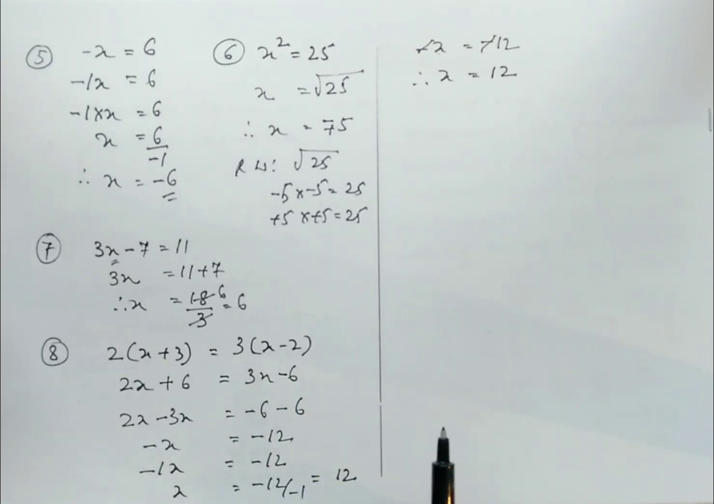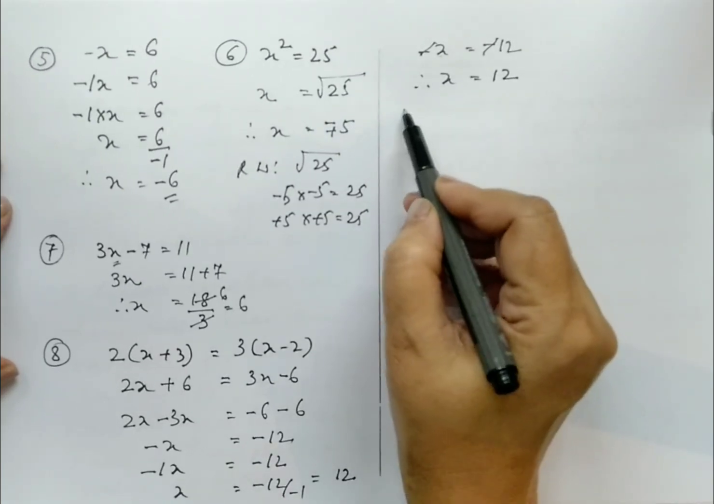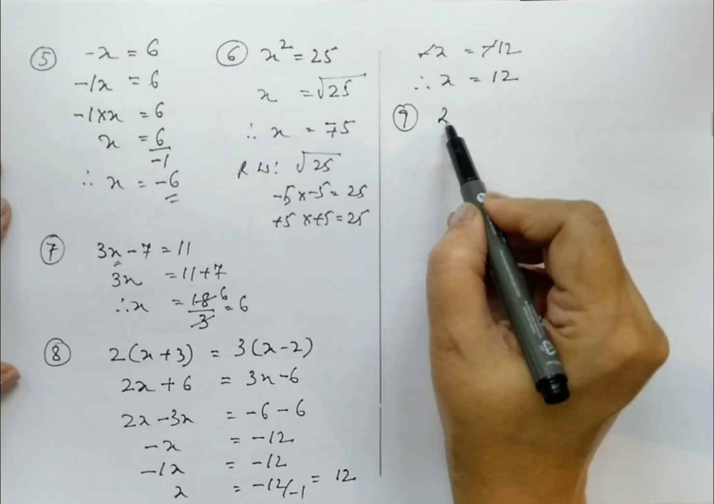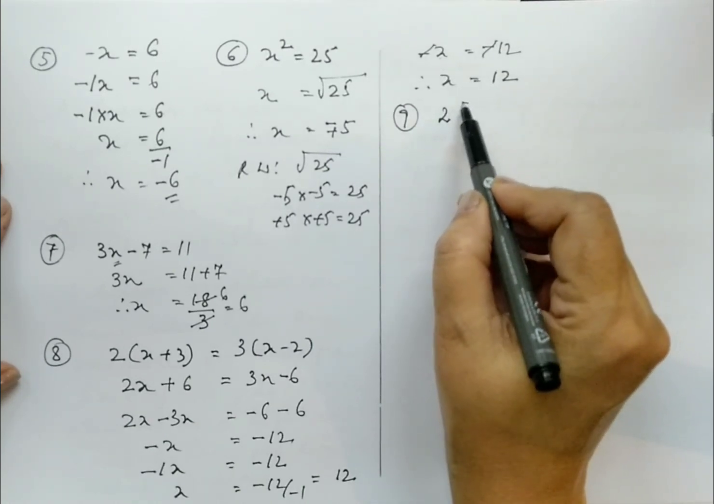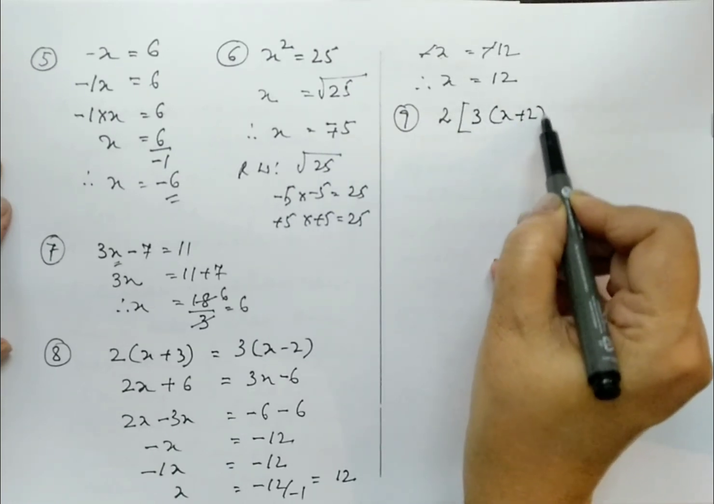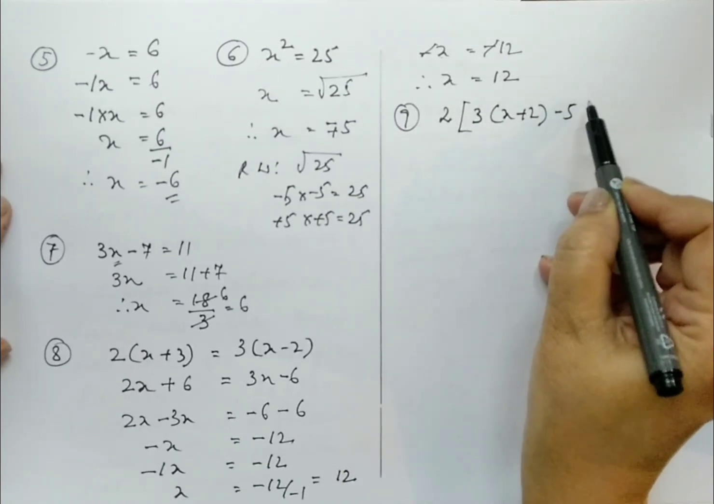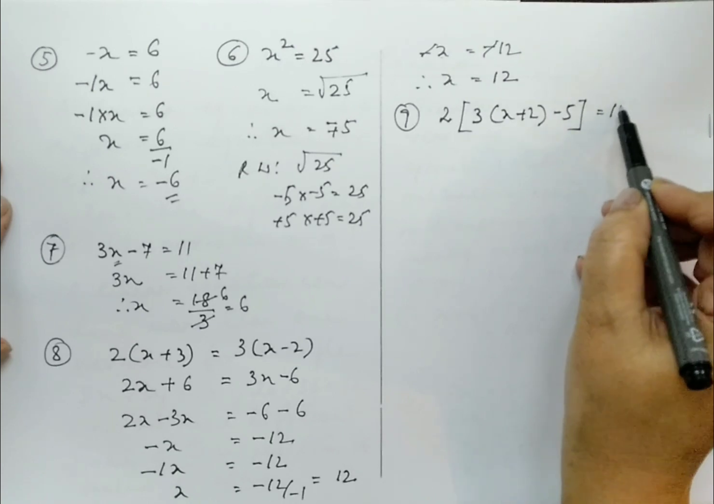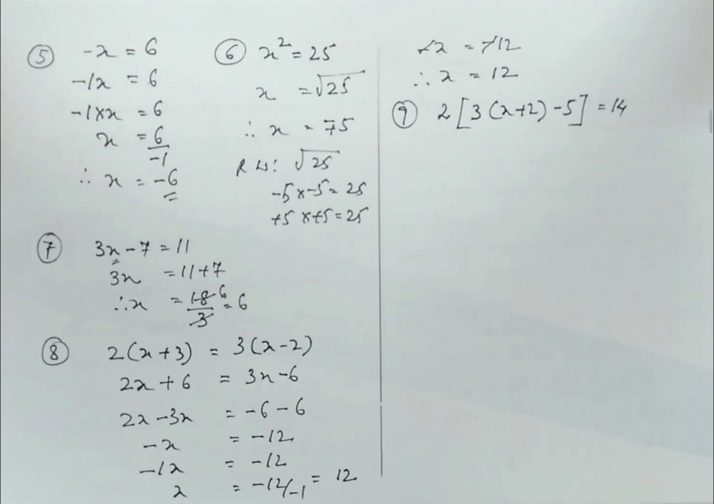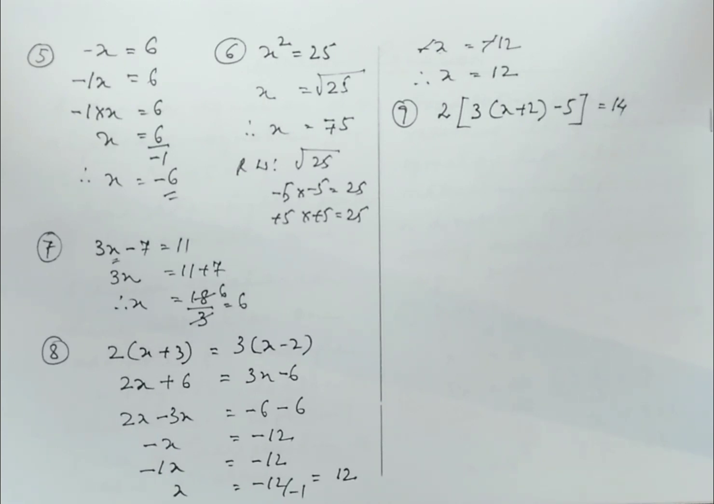Alright, so let me bring you some more interesting ones. So this is another example which we can just go through. Say 2, here I have got two brackets. 2(3x + 2) minus 5, and this equals to 14. Alright. So how will you solve this? Tell me what will be the step that you would take in order to solve this particular equation.